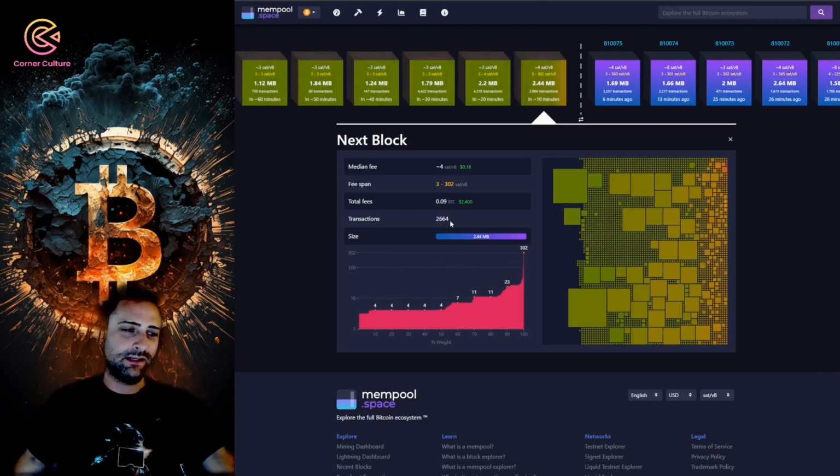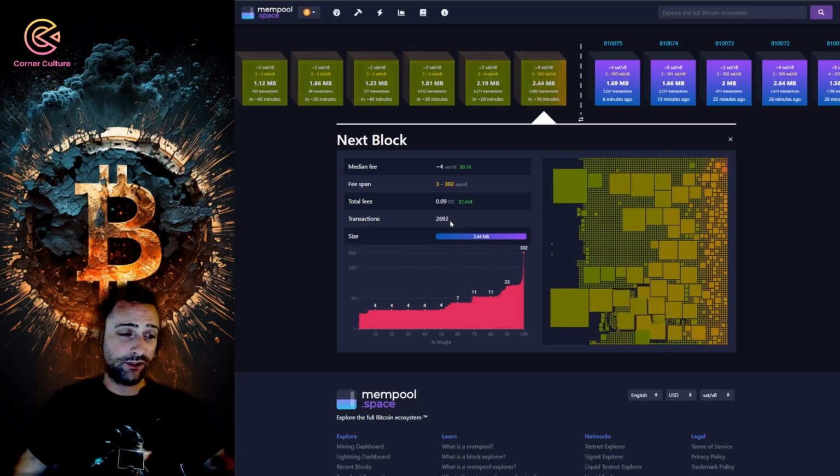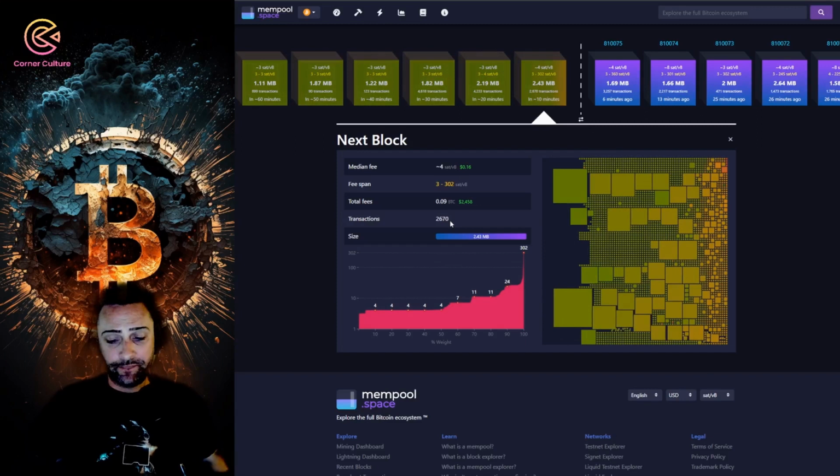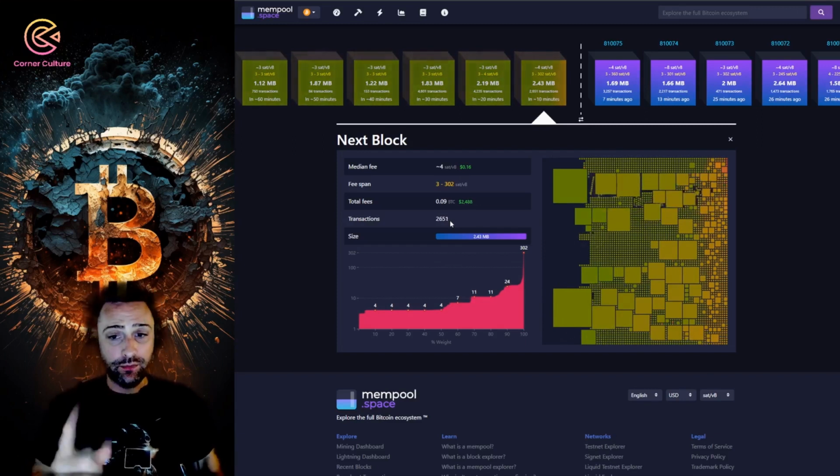And ordinals was basically this sort of hacky way that some developers figured out how to implement NFTs into the Bitcoin blockchain. And well, it was very controversial. I don't really know how I feel about it. Like, look, it's kind of dumb and pointless and useless in my opinion, but it did prove something.